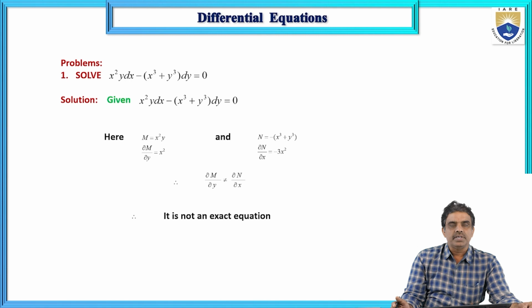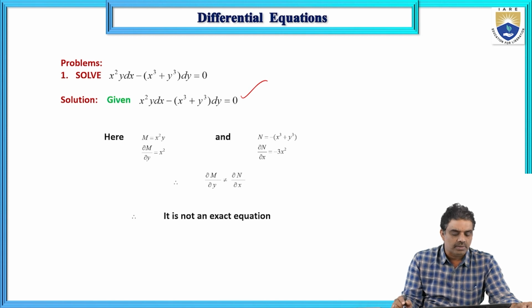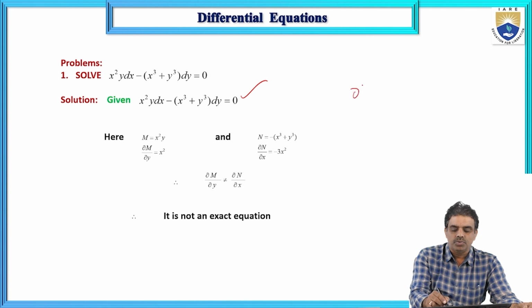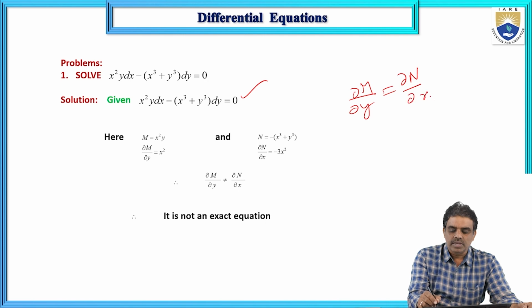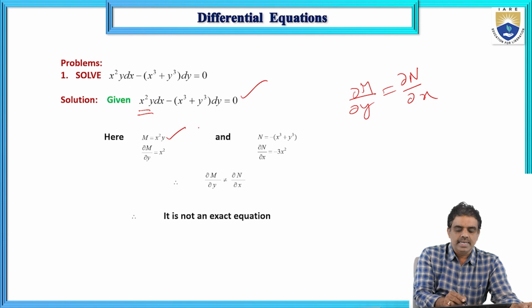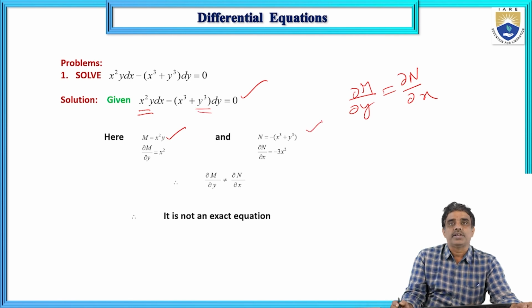Solve the differential equation x square y dx minus of x cube plus y cube, dy equals 0. It is a first order and first degree differential equation. To check whether it is exact or not, we go for the condition for exactness, that is whether dou M by dou y equals dou N by dou x or not. That we have to check first. Given M dx, what is M here? M is x square y, and N is minus of x cube plus y cube.